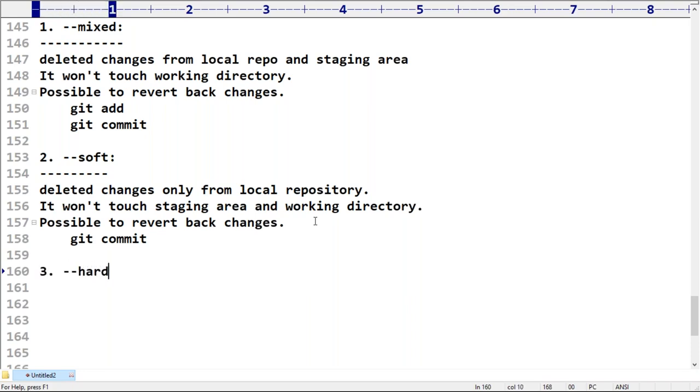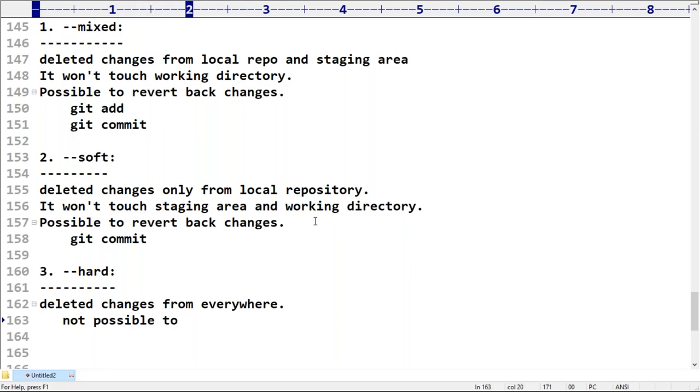Next, hyphen hard reset deletes changes from everywhere. Deleted changes from everywhere. Not possible to revert changes.